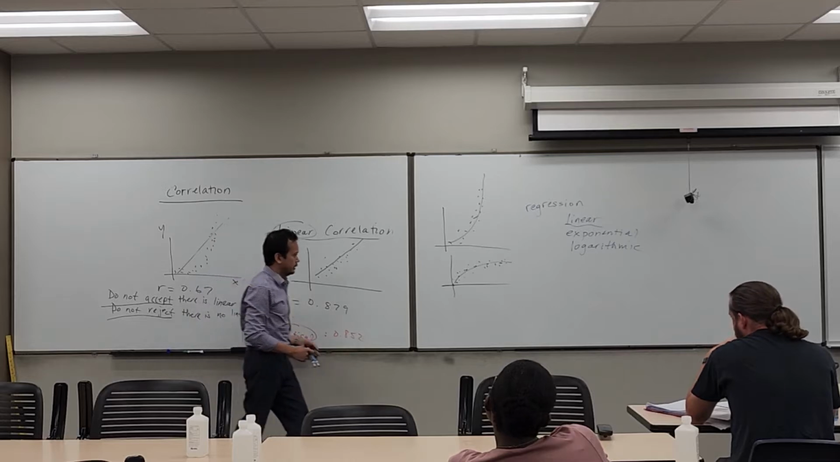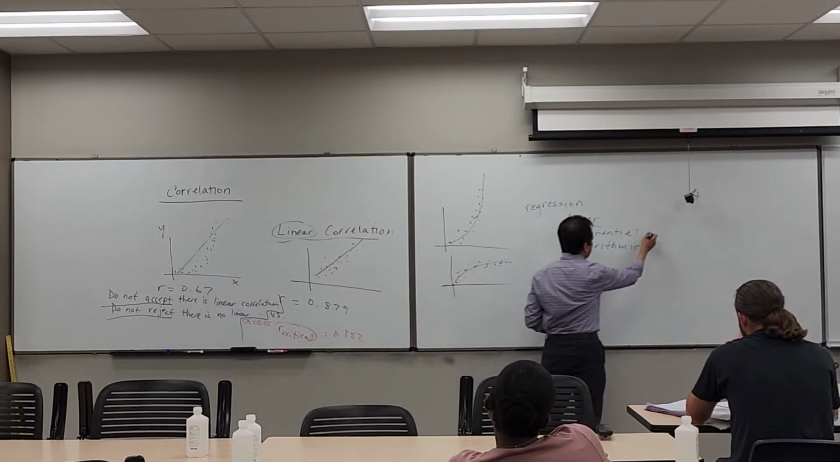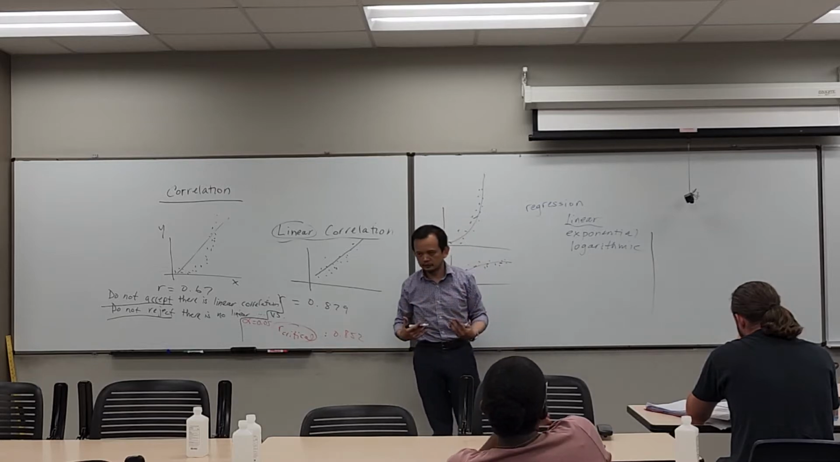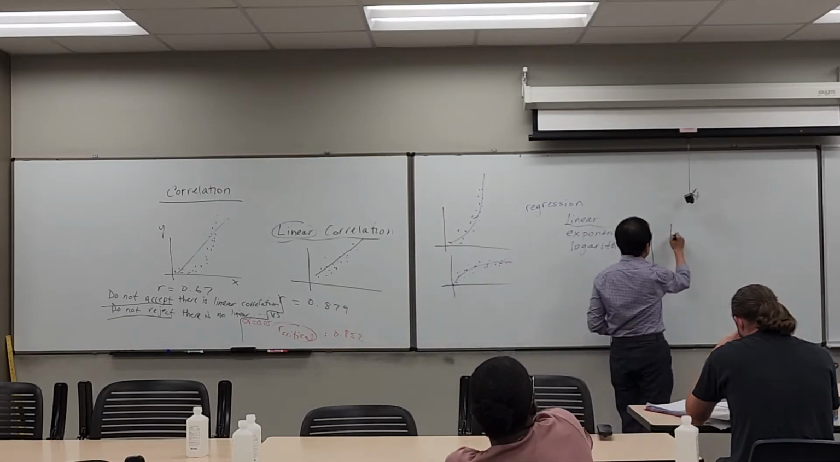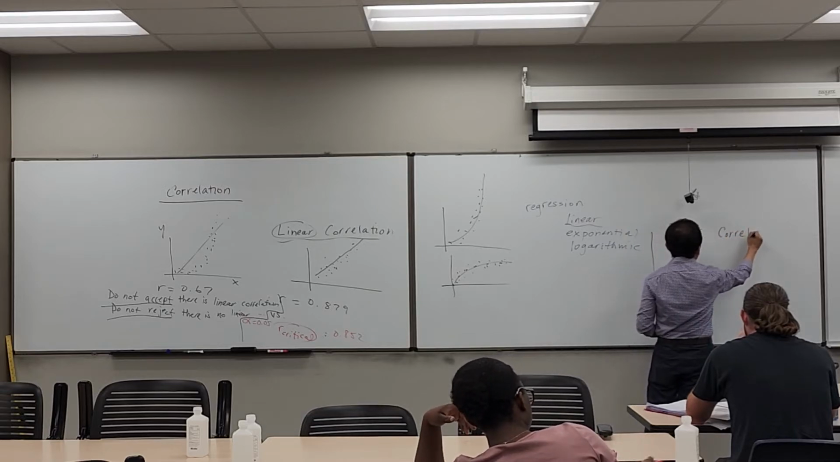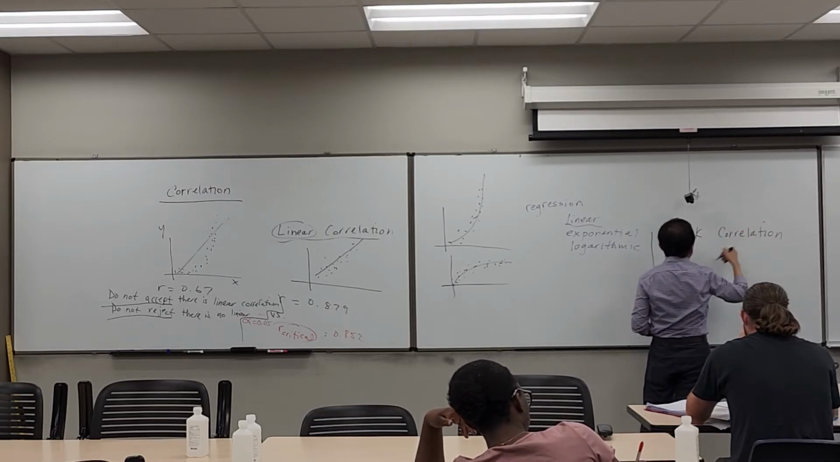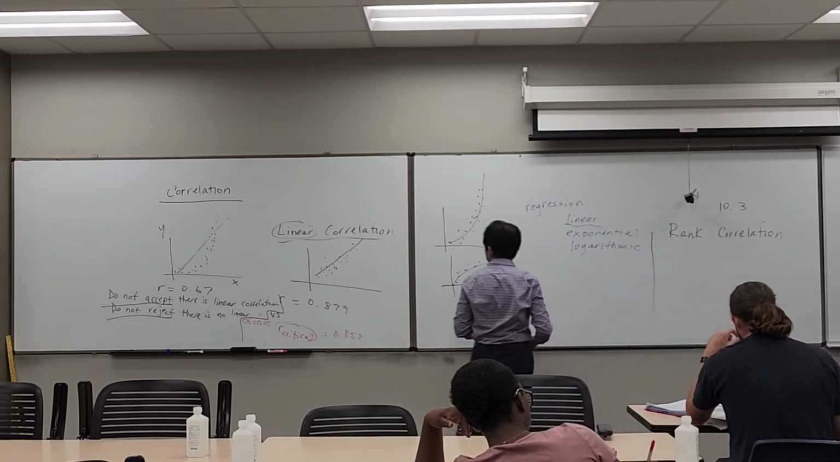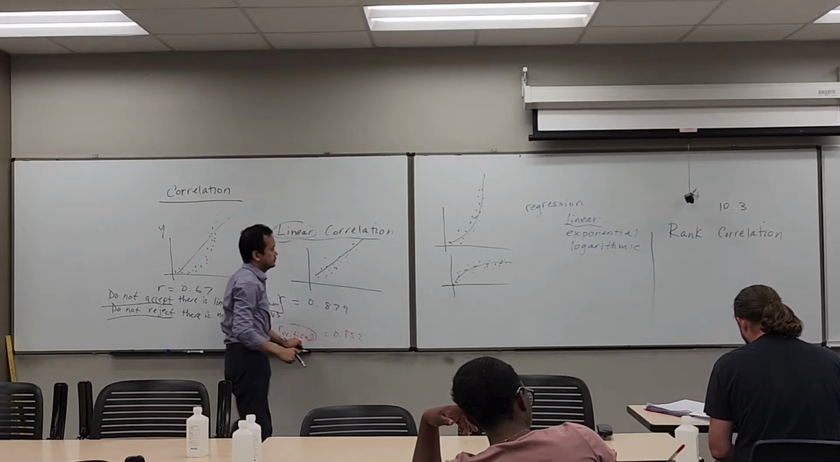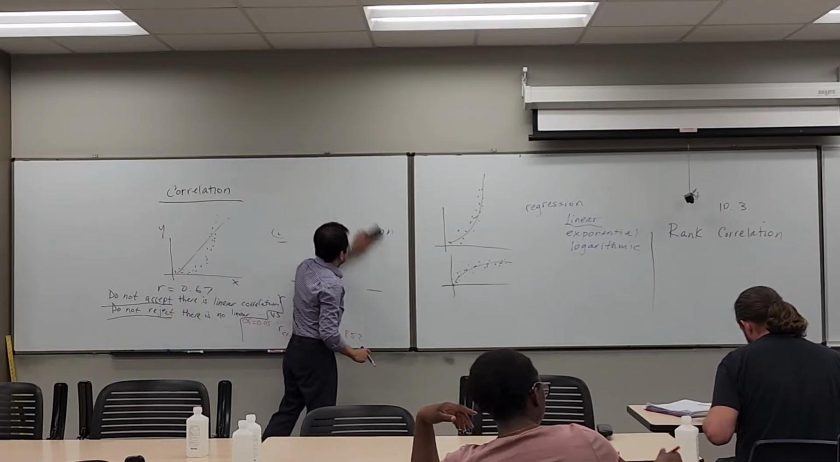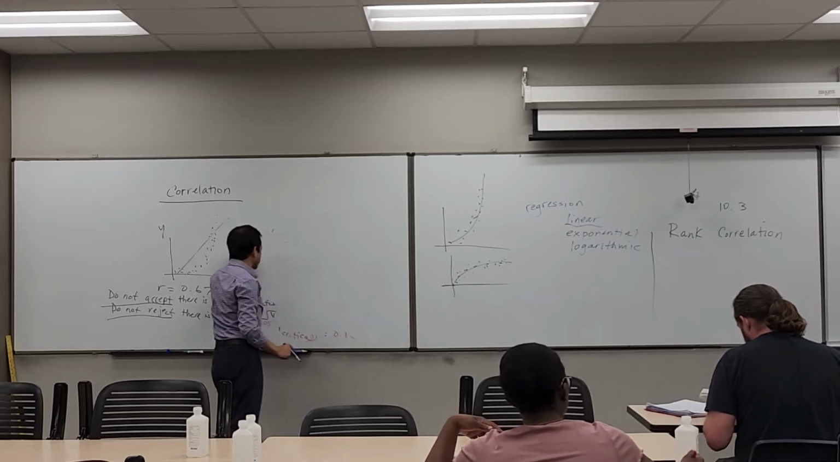So another way that we can do this and determine whether there's actual correlation between the variables is something called rank correlation. So that's the subject of section 10.3. So let's look at an example.